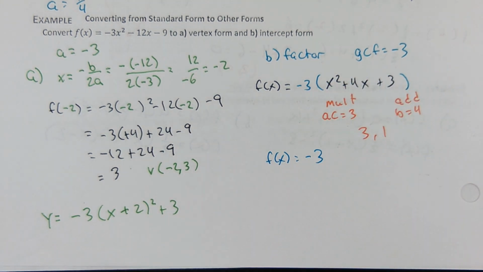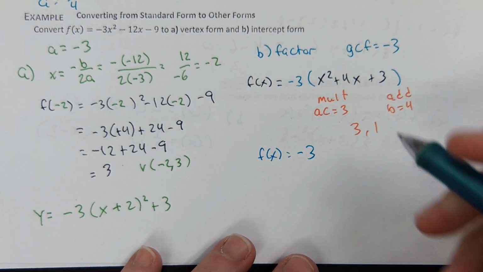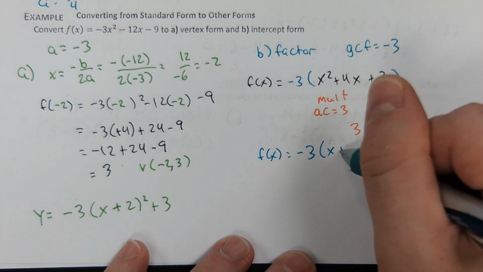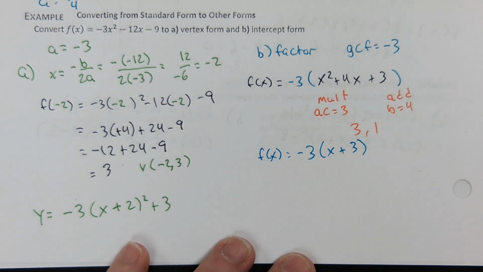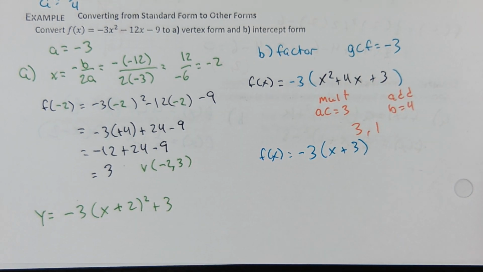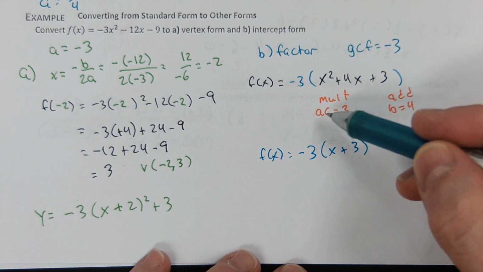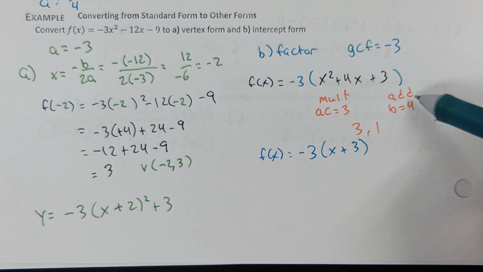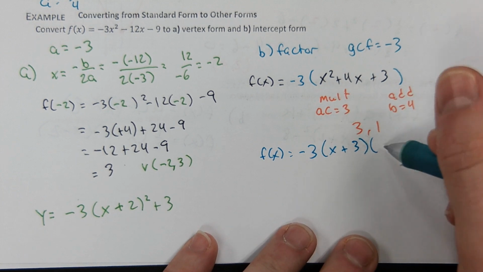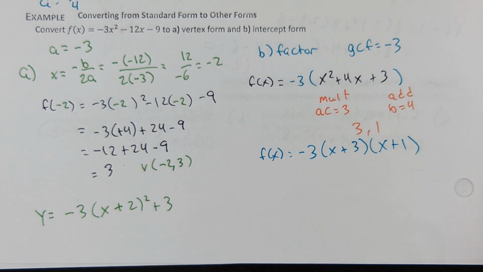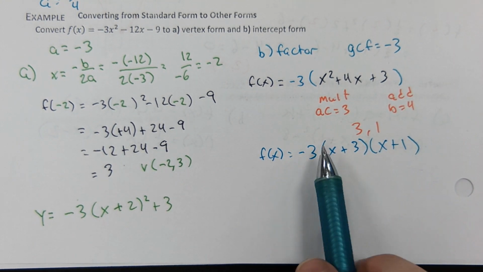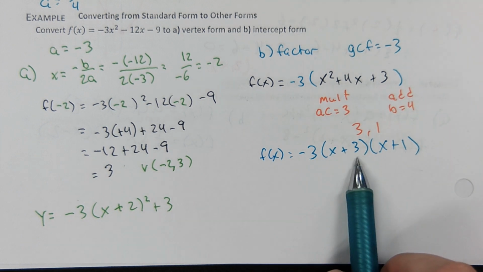The negative 3 is on the front. If 3 is one of my solutions, then x plus 3 is one of my, no, 3 is not a solution. 3 works out as one of these multiples that have this sum. And since this 1 is positive, I also have x plus 1. There it is. No, the 3 is right here. So this is completely factored.